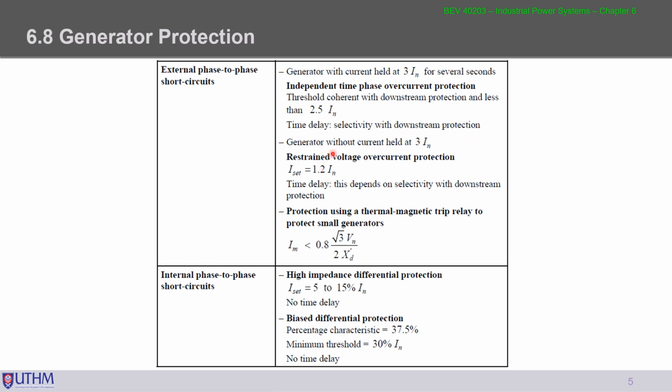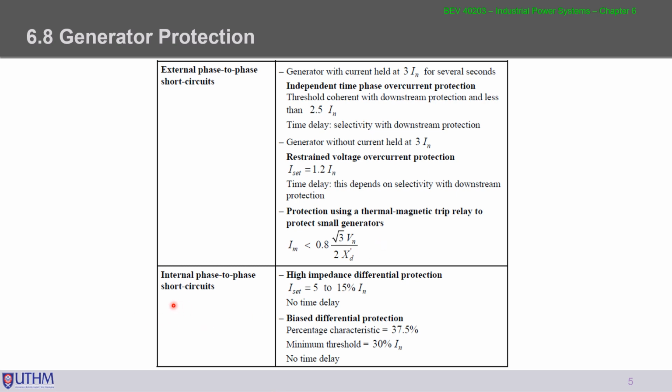If the generator is without current held at 3 times IN, and we select restraint voltage overcurrent protection, the I setting is 1.2 IN. The time delay depends on selectivity with downstream protection. And if we are using a thermal magnetic trip relay to protect a small generator, this is the IM that we have to set in the protection scheme.